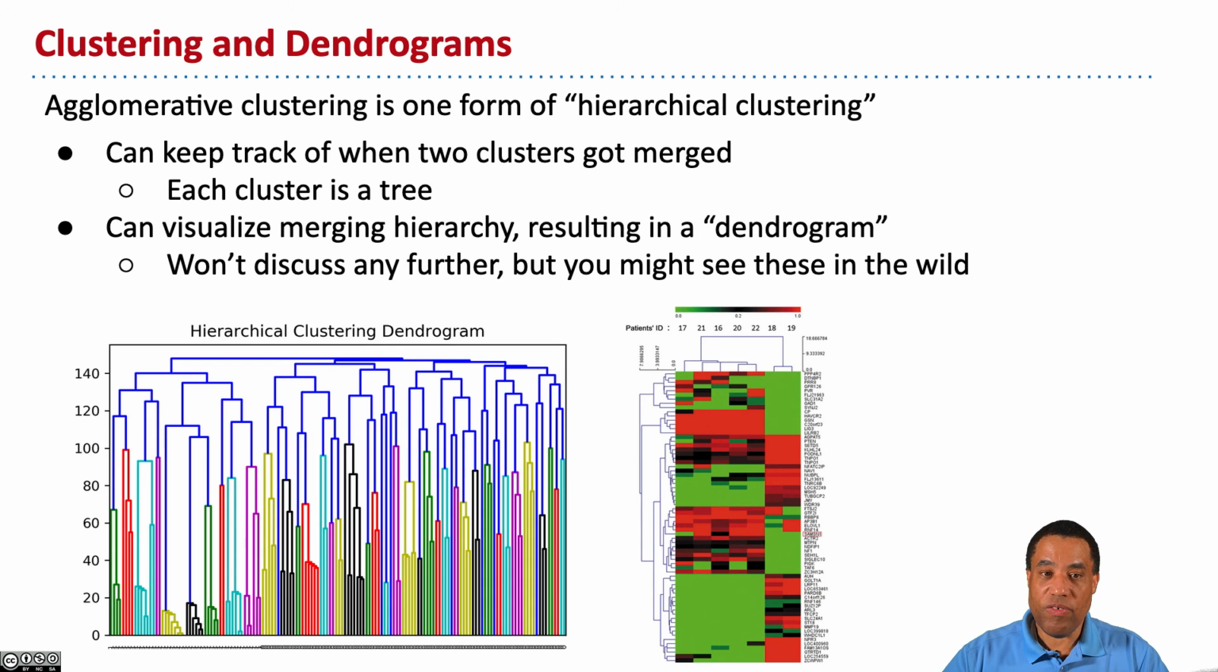So this type of agglomerative clustering approach, it's known as hierarchical. It's a form of hierarchical clustering. And if we keep track of when two clusters got merged, then each cluster becomes a tree. And we can visualize that merging hierarchy. And that results in one of these dendrograms. We saw one of those like the one on the right at the beginning of the class. And here you can see it again.